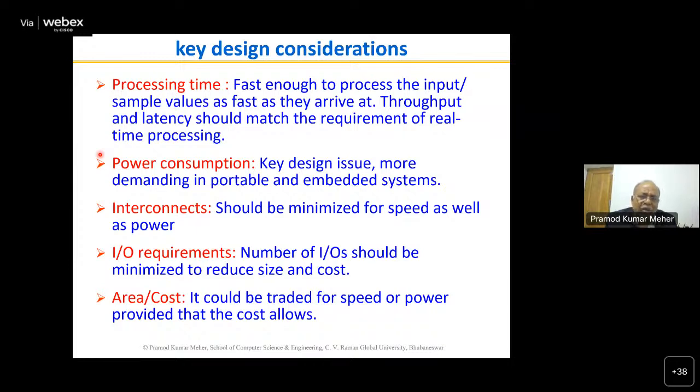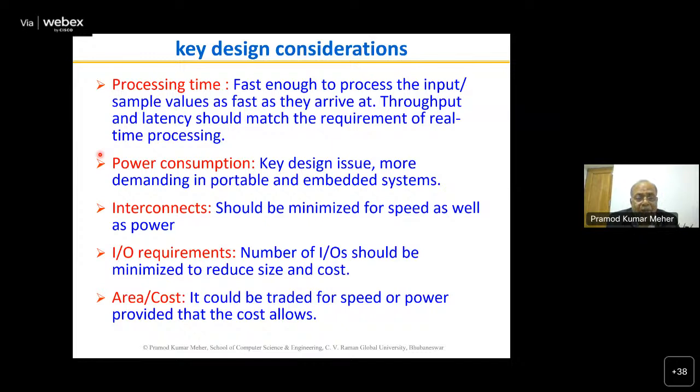And interconnects also reduce the speed and increase the power. So you need to reduce the number of interconnects. As in FPGA, you'll see the routing delay very often becomes more than the processing delay in different circuits. And IO requirement also should be reduced. The algorithms should be designed so that you use a minimum number of IO, because IO pairs take a large area. And your area cost, which is also proportionate to the cost, should be reduced.